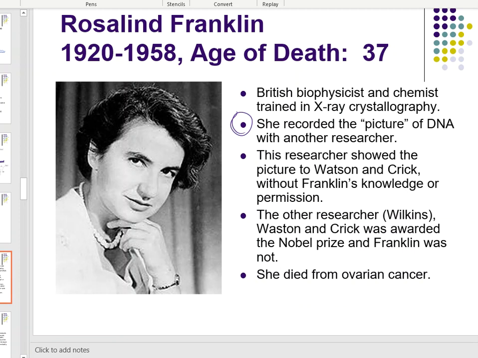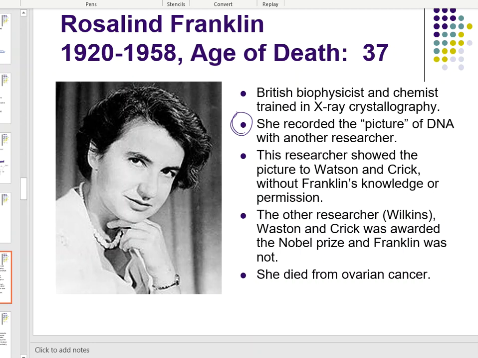This researcher took her laboratory notebook, and Watson and Crick showed up basically to the lab one day and said, "We would like to see some of the material that you've taken up so far." So the researcher was basically, "Here you go. Here's Franklin's work that we've done. So just take this and do what you need to do with it." The other researcher, last name of Wilkins, Watson and Crick was awarded the Nobel Prize.